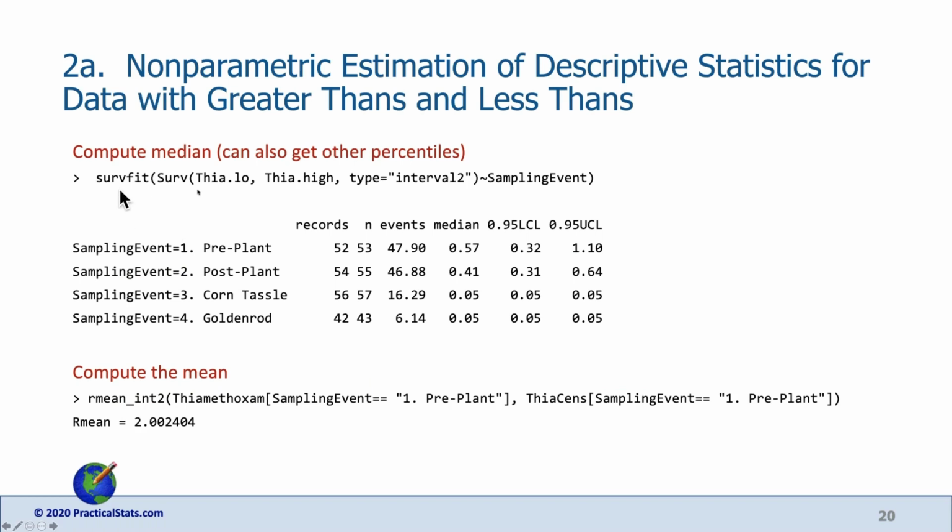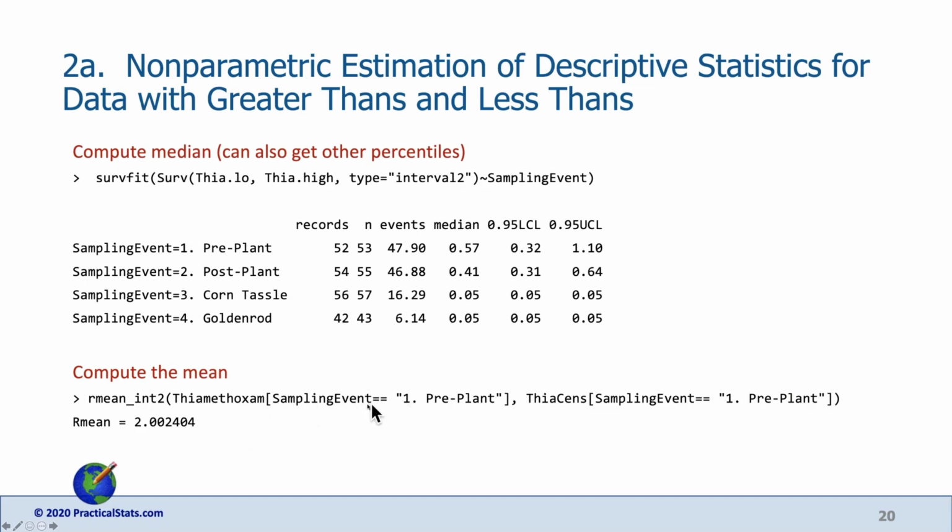Here's the survfit command with the y variable by sampling event. That's just printing out the median and a 95% two-sided confidence interval on the median. It's a little bit more involved with this command to get out the mean. I've done at least the first version of a script that will compute the mean. So that's this thing, our mean interval 2 down here. And here I haven't yet written it to split it out by groups when there are groups, so I have to just put in for one group.